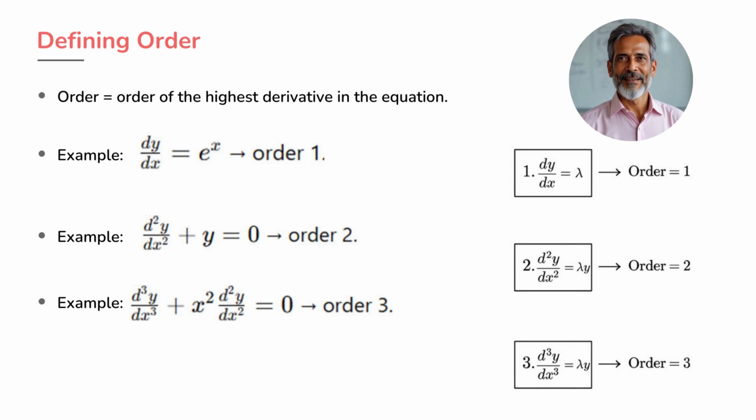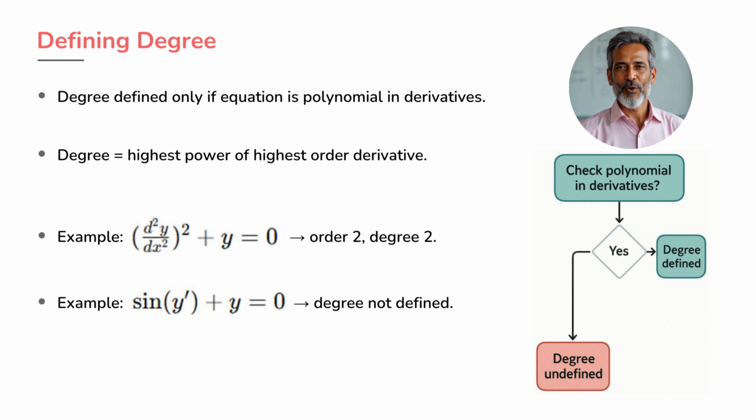So the trick is easy. Just look for the most advanced derivative. That's your order. No guessing, no confusion. Now let's meet the cousin of order, the degree. But degree is a little picky. It exists only if the equation is a polynomial in its derivatives. Here's an example. Bracket d squared y by dx squared close bracket squared plus y equals 0. The highest derivative is second order, raised to power 2. So order equals 2, degree equals 2.